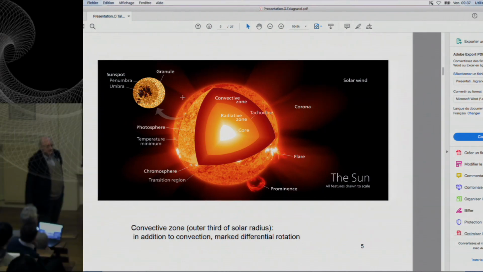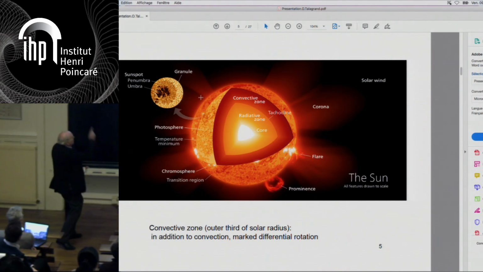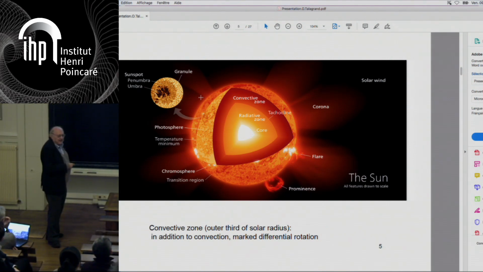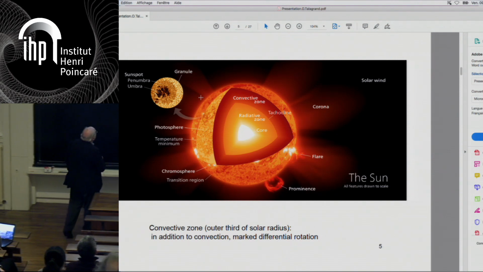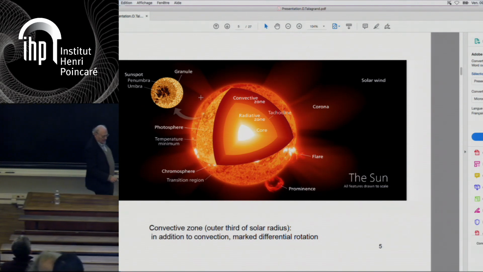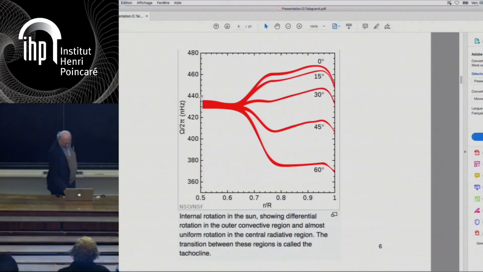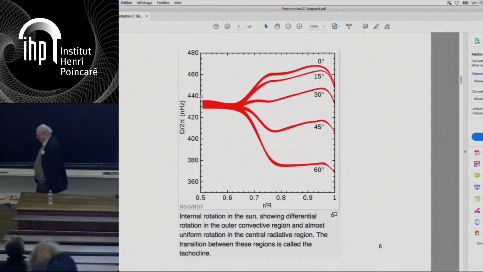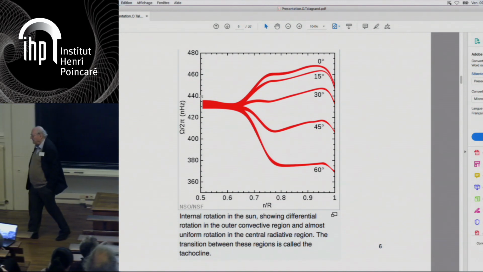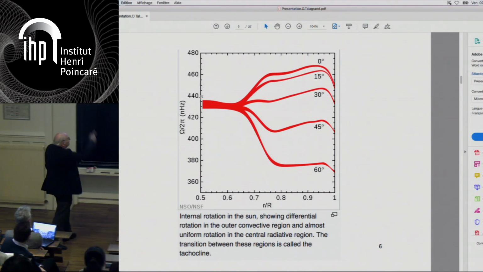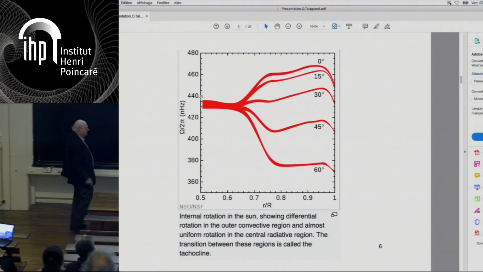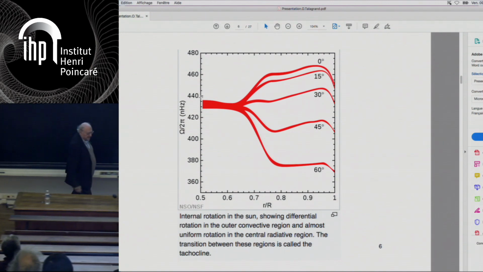Okay, all that is interpreted as occurring in the convective zone of the sun, which is the outer third of the solar radius, a region where very strong convection is occurring, and in particular a region in which the differential rotation is marked at the various latitudes. The rotation at various latitudes is variable, while the inner core has constant rotation. Of course, this is due to the circulation induced by the convection and the associated Coriolis effect.